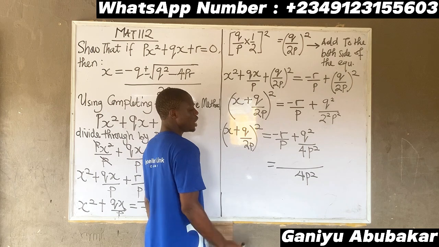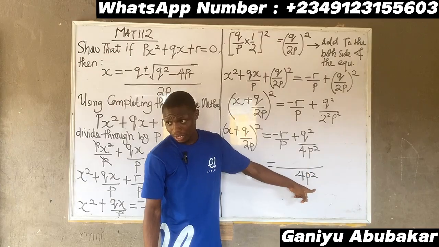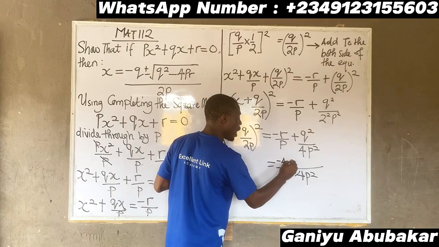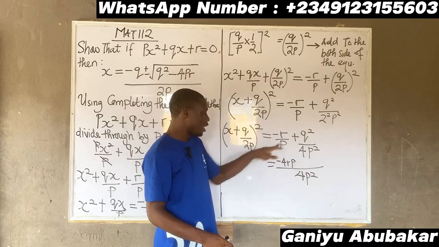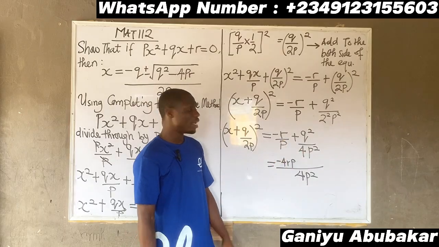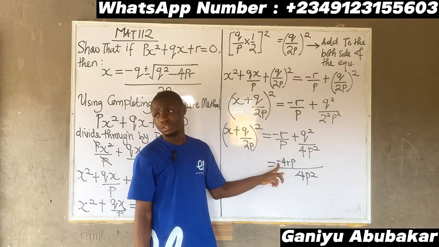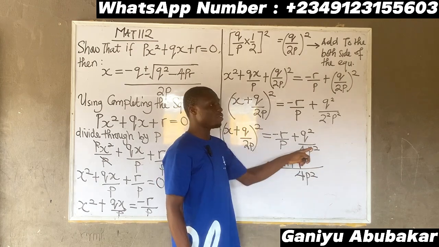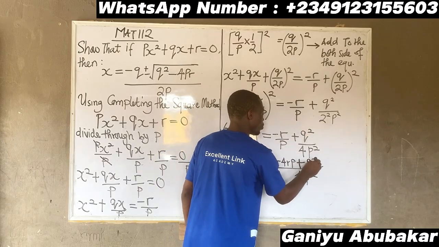If this 4p squared cancels p, what will be left here? Just 4p. So that 4p times minus r gives you minus 4pr, or 4rp, whichever one. This plus sign is here. 4p squared divided by 4p squared is 1, so 1 times this gives you q squared. So the expression is q squared minus 4pr over 4p squared.